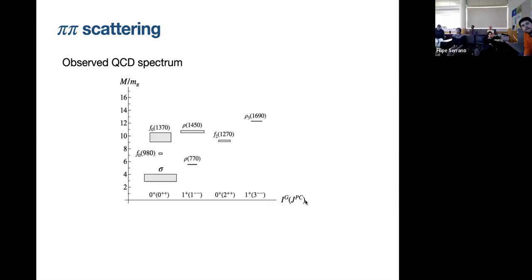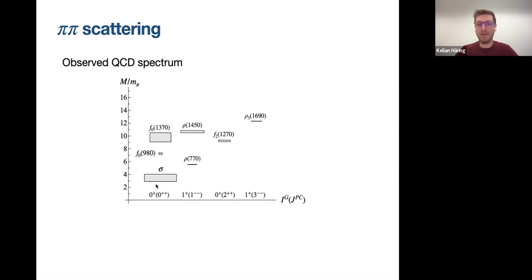Thanks. We don't plot the error on the width of the particle. It would be a third dimension. We don't have that.